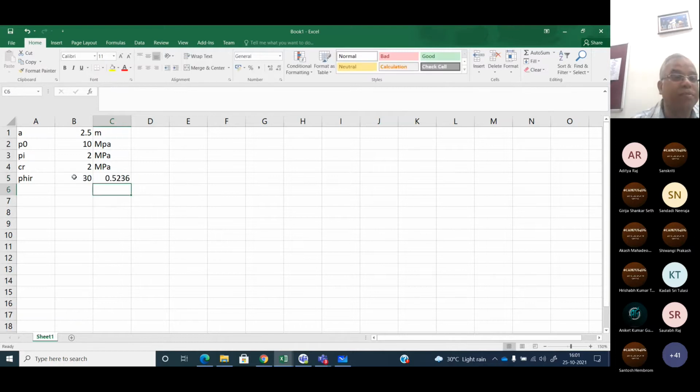Right now I'm going to copy this for CF and phi F also. Okay, later on we'll change. Right now they are the same. Okay, these are the data given to you, and they said it's a Mohr Coulomb zone, so we have to use the Mohr Coulomb criteria. That is what they are saying.